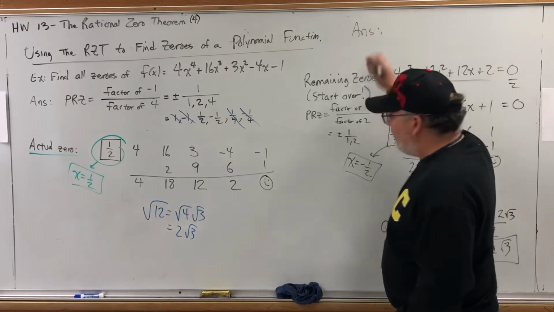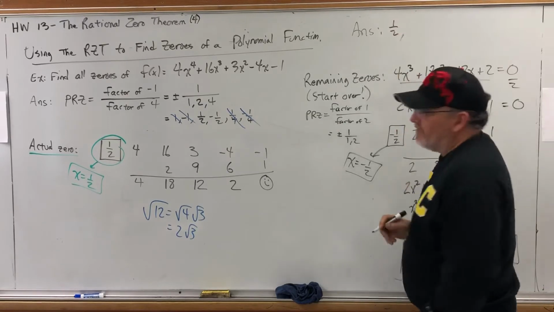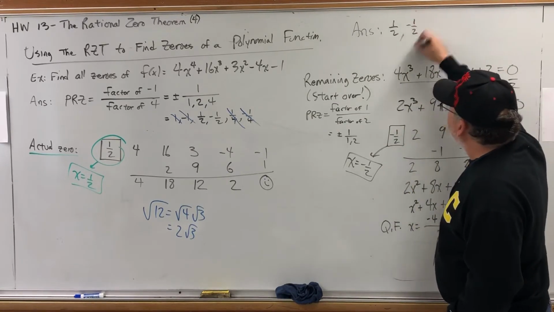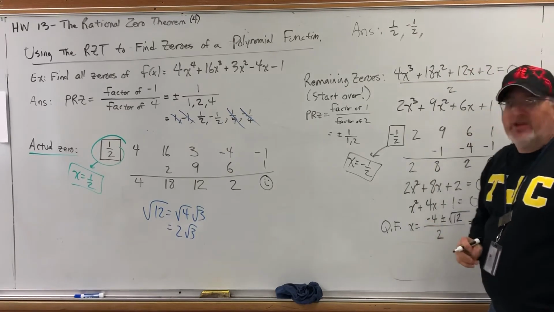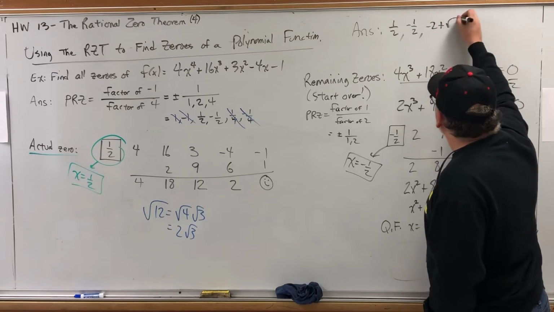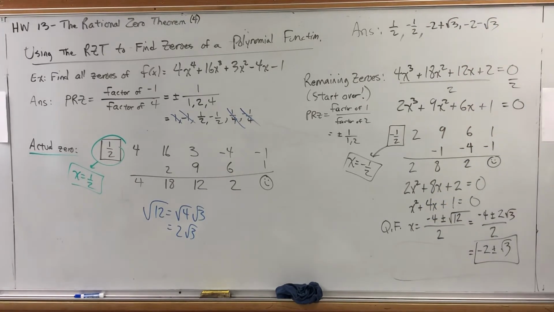So the total list of zeros. The first one we found was the 1/2. We could have found the -1/2 first. The second one we found was -1/2. We could have found 1/2 second. And the other two are -2 plus square root of 3 and -2 minus square root of 3, which were not in our original list because they are not rational.